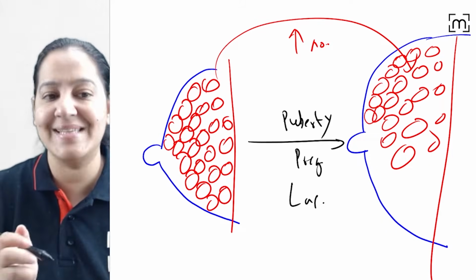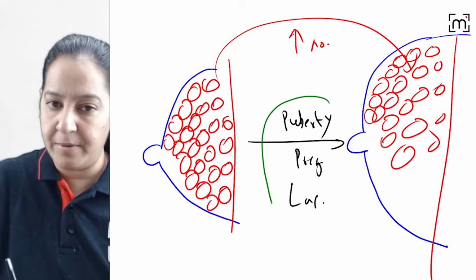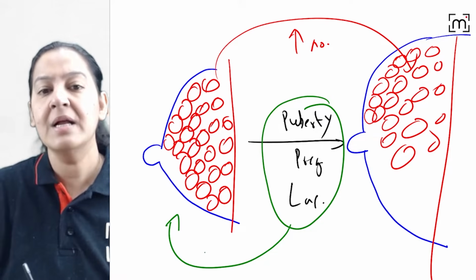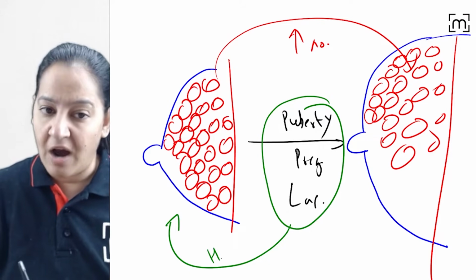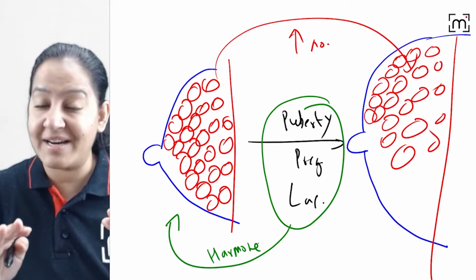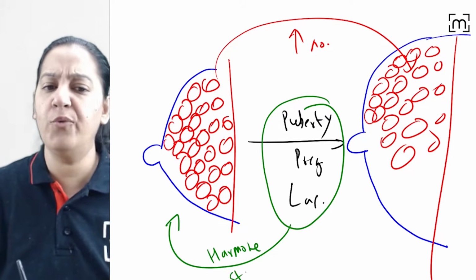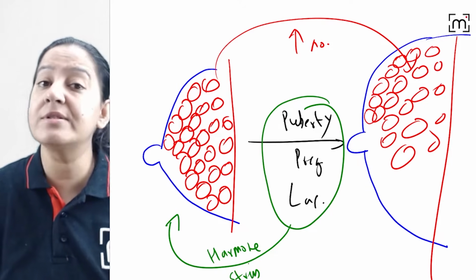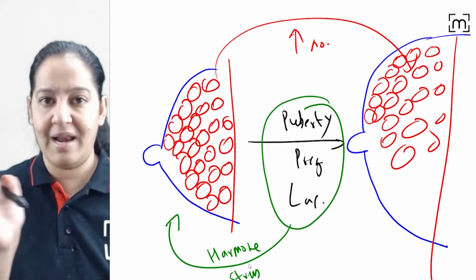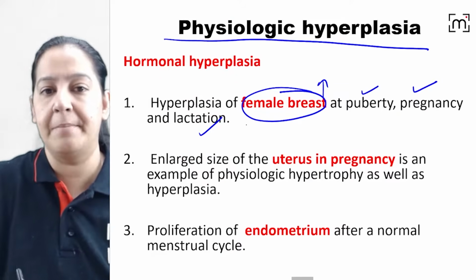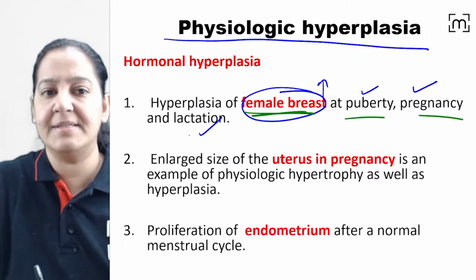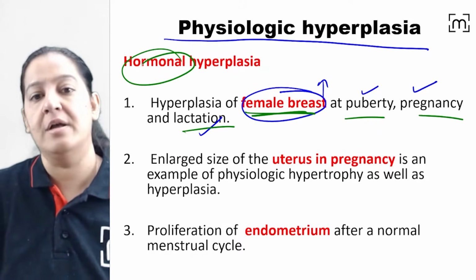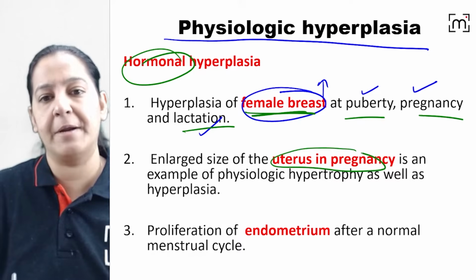So what is the stress here? The stress here is the hormone. During puberty, pregnancy and lactation, hormones come in the blood of the female, that is estrogen and progesterone, and those hormones act as a stress. Under the influence of those hormones, the hyperplasia is taking place. You got my point? So you can learn with this diagram. So the female breast during puberty, pregnancy and lactation, under the hormonal stress, is increased in size and doing hyperplasia. The second is the uterus of the female during pregnancy.